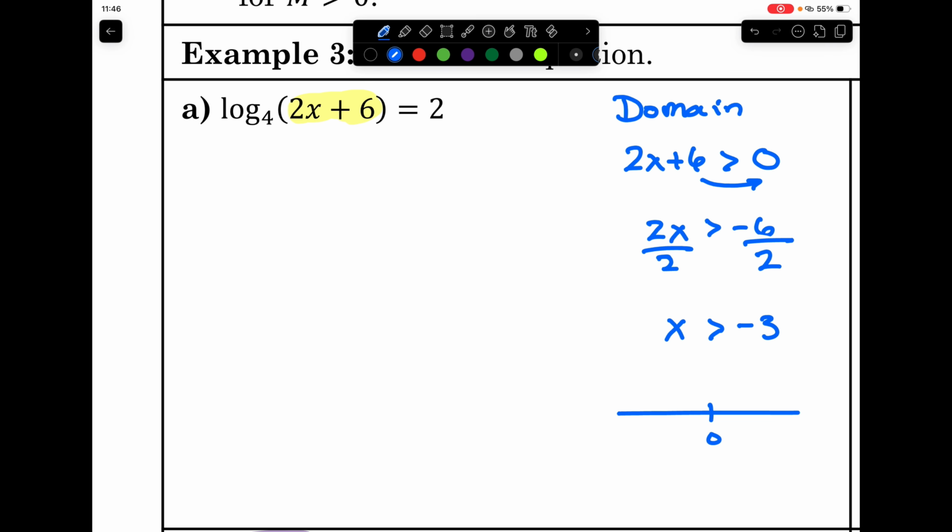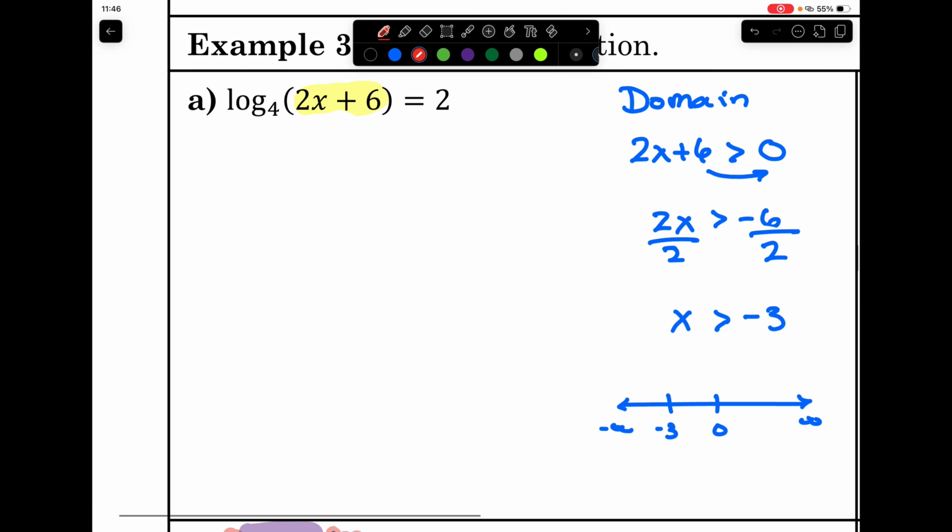So we have the number 0 on our horizontal number line, negative infinity, positive infinity, and we have the number negative 3 here. Our solution has to be bigger than negative 3, not equal to negative 3, in order for this solution to count. So let's figure out what the solution is now.